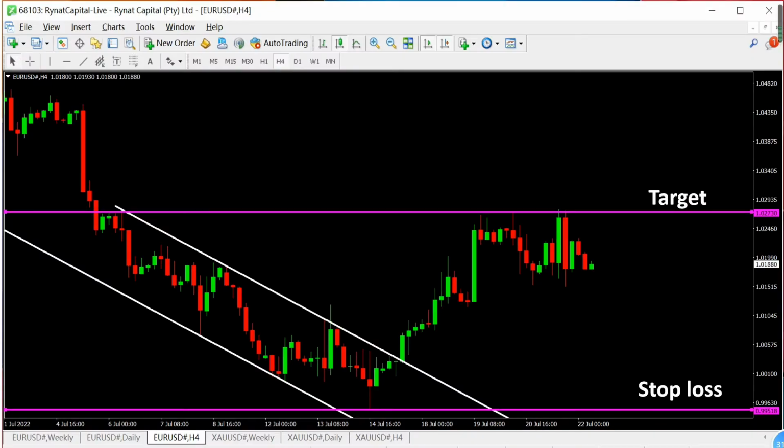Okay, here is the example. This is the EURUSD, the 4-hour chart. Because I got this picture several hours before, it's not the latest price.